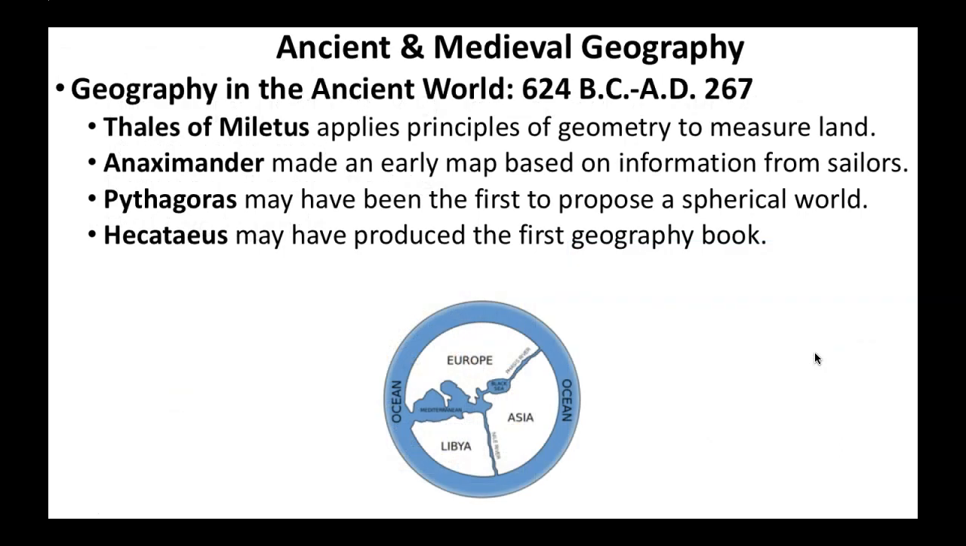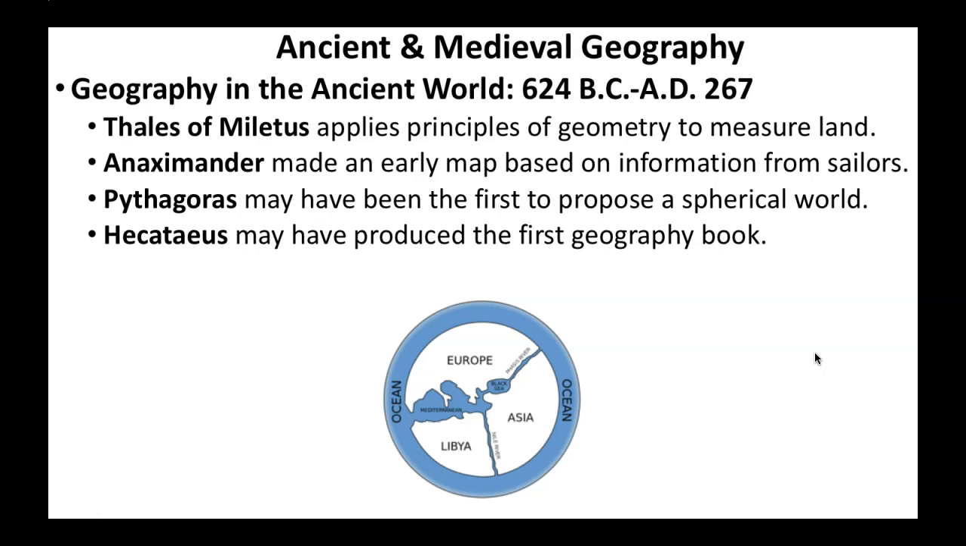Moving forward into the Greek world, we have many contributions from figures in Greek philosophy and history and science. For example, Thales of Miletus, Anaximander, Pythagoras, Hecataeus. These are some of the first philosophers and scholars of the Greek world that record mapped information based on the travels of sailors. They also begin to propose a spherical world, and they produce the first book of geography.